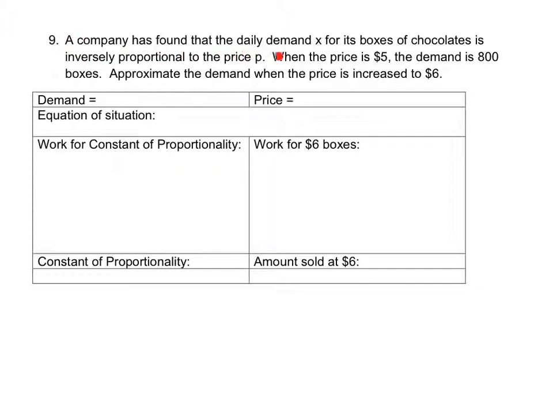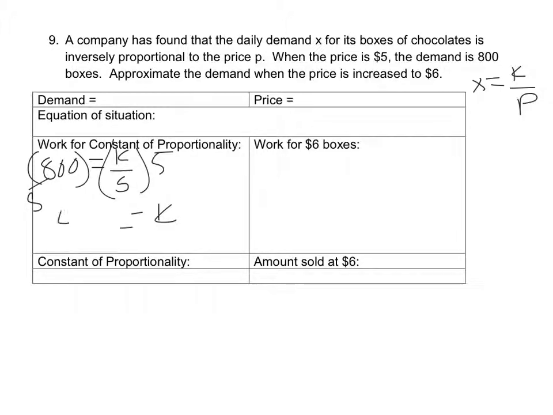All right, let's take a look at another one. A company has found that the daily demand X for its box of chocolates is inversely proportional to the price P. So X equals K over P. When the price P is $5, the demand is 800 boxes. So that means 800 equals K divided by 5. So 800 times 5. You get K is 4,000.